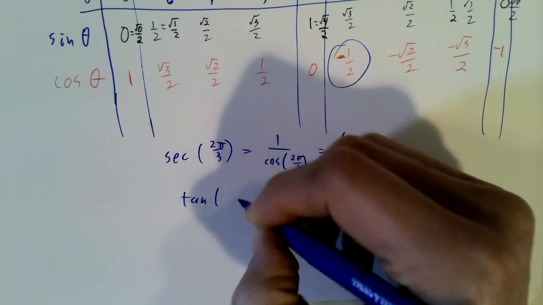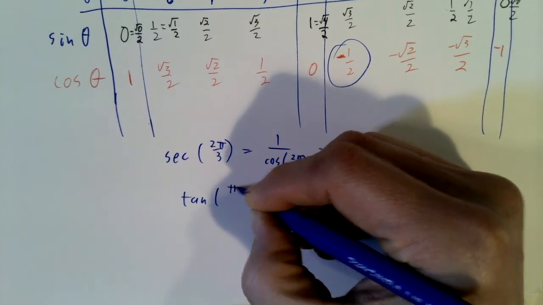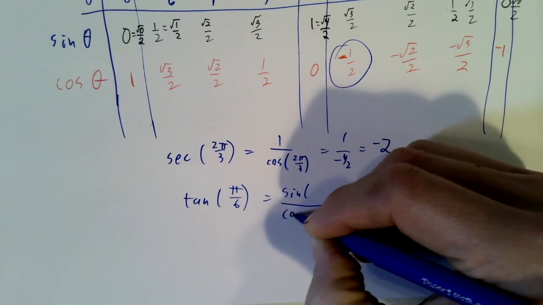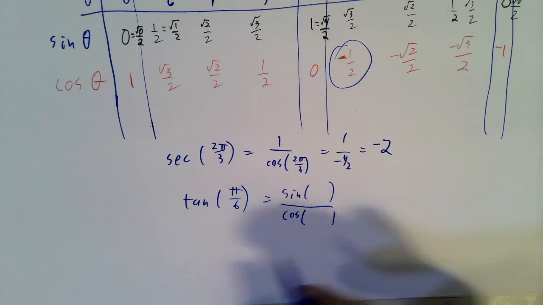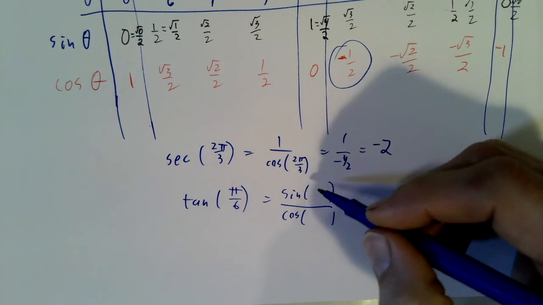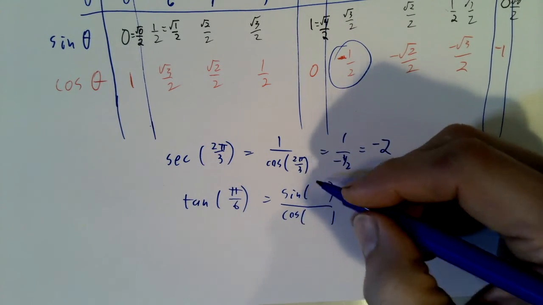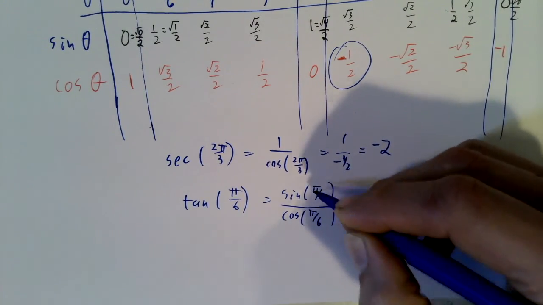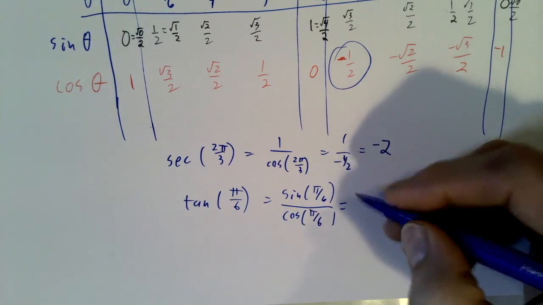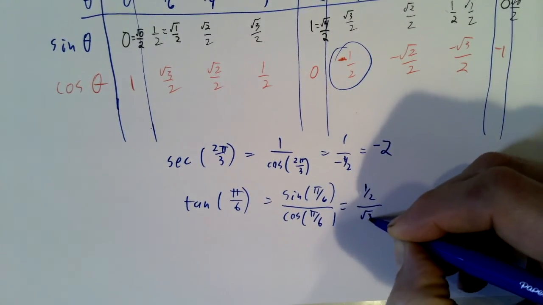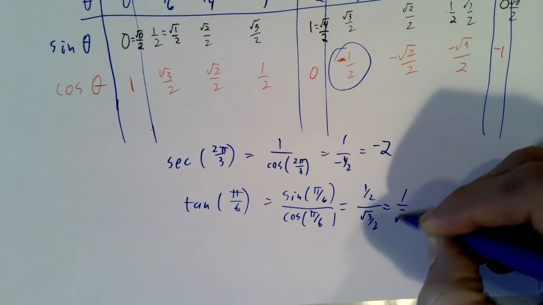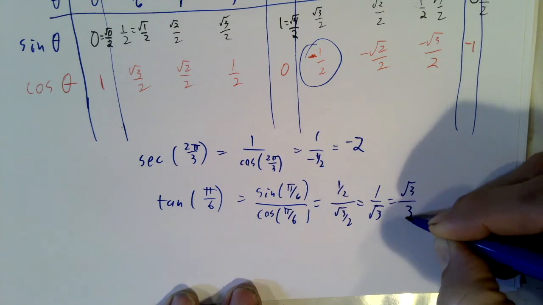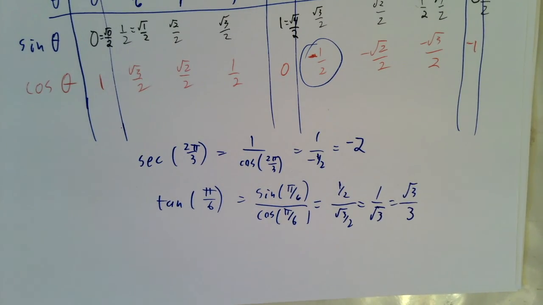Or if I need tangent of pi over 6, I just keep track of the fact that tangent is sine over cosine. That's a good way to think about your tangent function. One thing that's true about it is it's equal to sine divided by cosine. It's y over x, or sine divided by cosine. So if you just fill in the values that you know here, that's 1/2. That's square root of 3 over 2. That simplifies nice. If you're into rationalizing the denominator, and you should be, square root of 3 over 3 is the exact value of that.